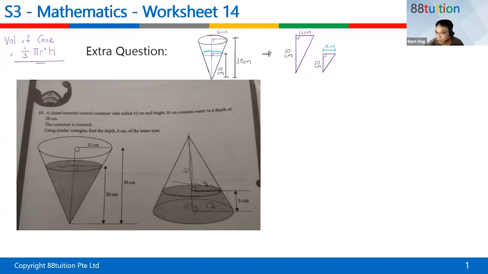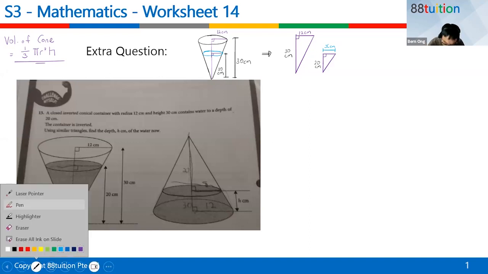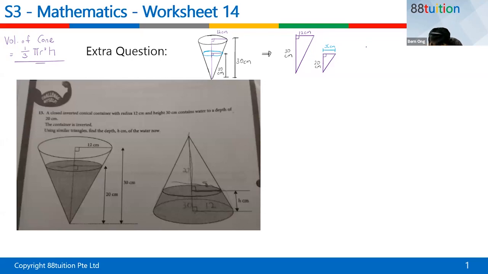So I'm just looking for this portion here. I call this x cm, can? If you use something called similar triangles, you compare small versus big. You compare x versus 12 is equal to 20 versus 30.